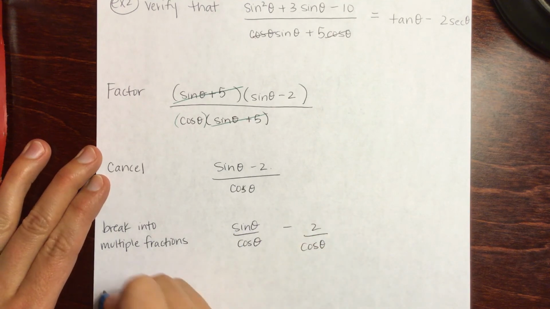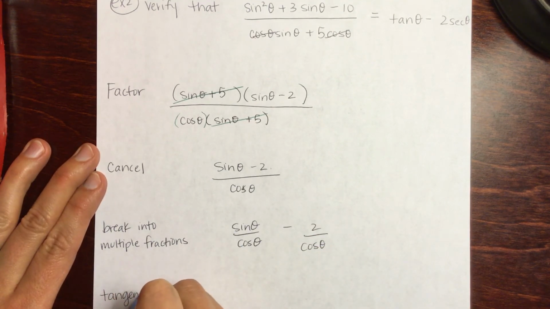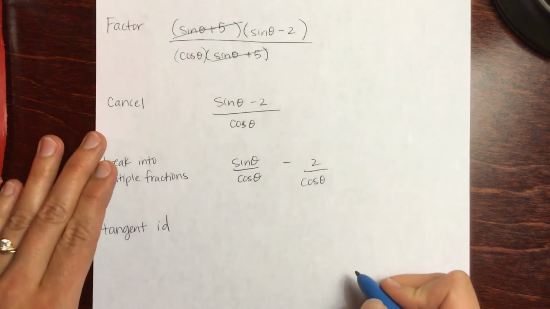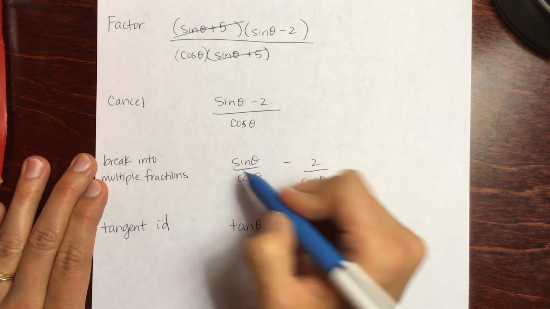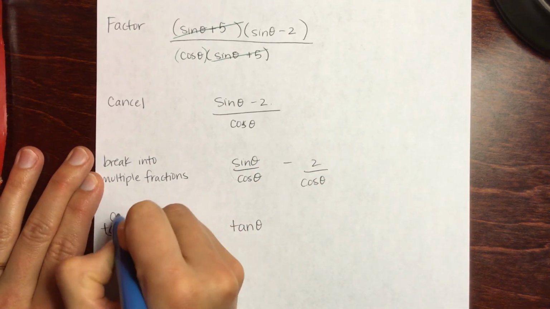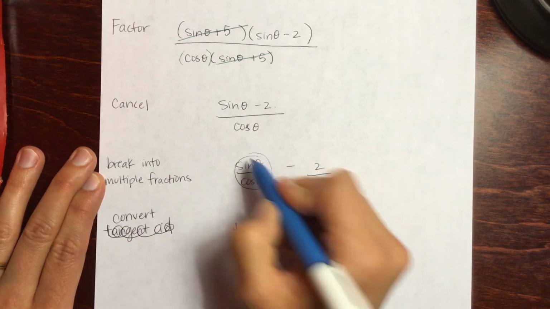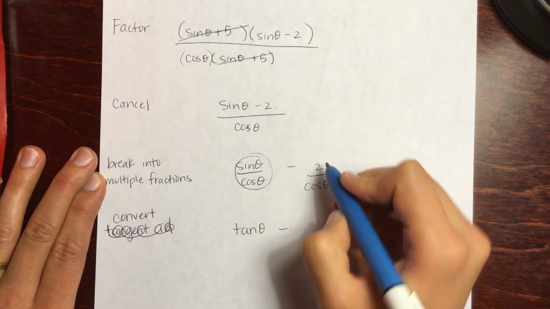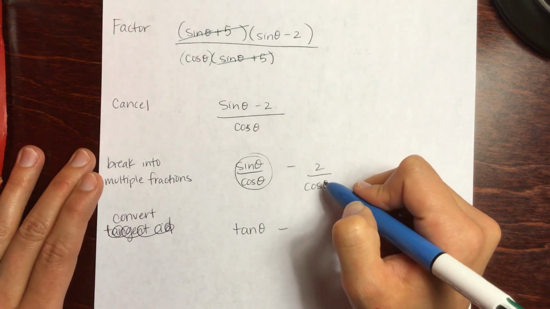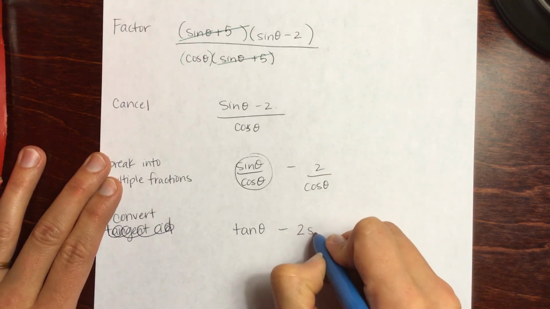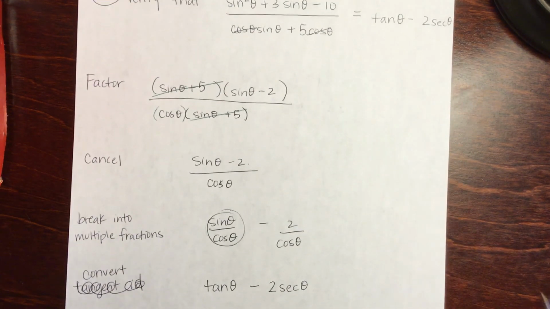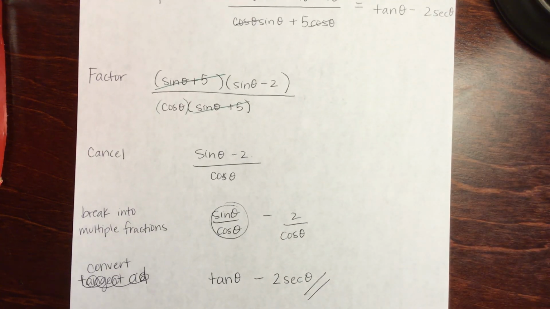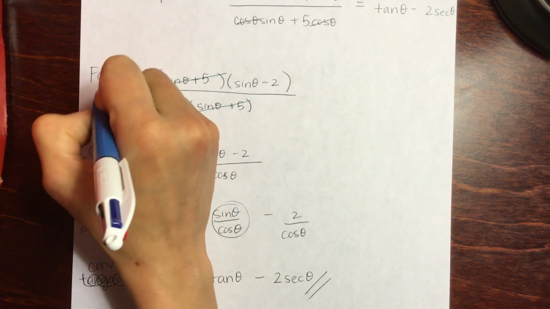Sine over cosine is the tangent identity. I always called this the tangent identity. Your Alex homework is going to call it a quotient. So this is tangent, and actually I'm going to just say convert. So I converted this to tangent, and my 2 stays as it is, but 2 over cosine is 2 times the reciprocal of cosine, which is secant. So if I convert that, that is what I was trying to get to. Yay, and we're done.